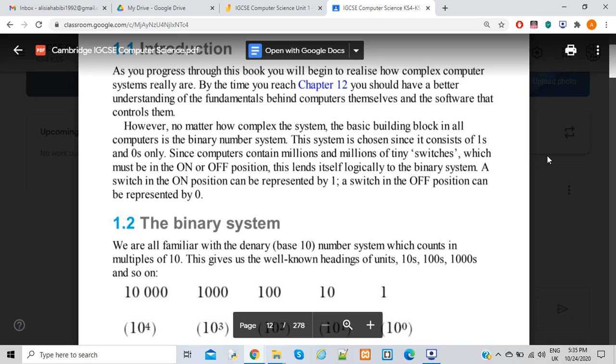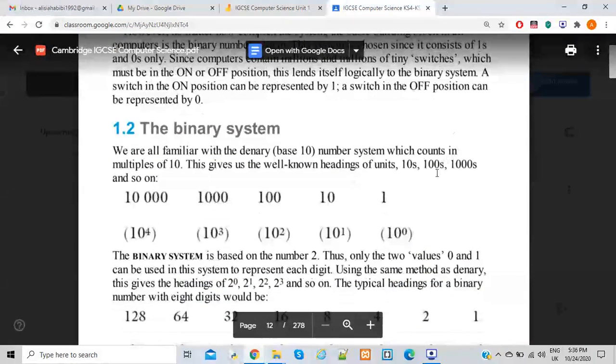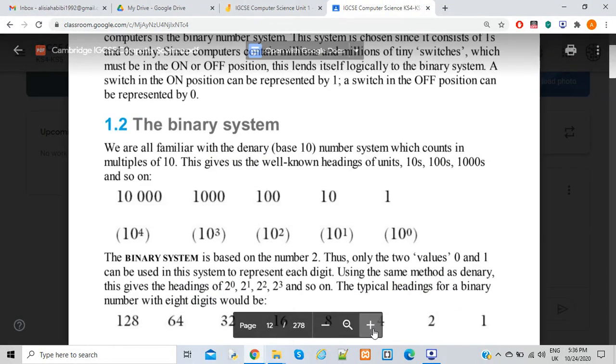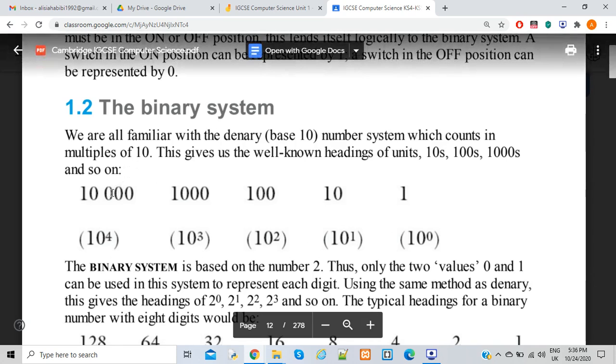We are also going to be looking at why we actually use a binary system in the world of computer science and how it is applicable in real life situations. So first, we're going to be looking at the denary system, which is what we call the base 10 system, and it's made up of the multiples of 10, starting from 10 to the power of 0 up to 10 to the power of 4.